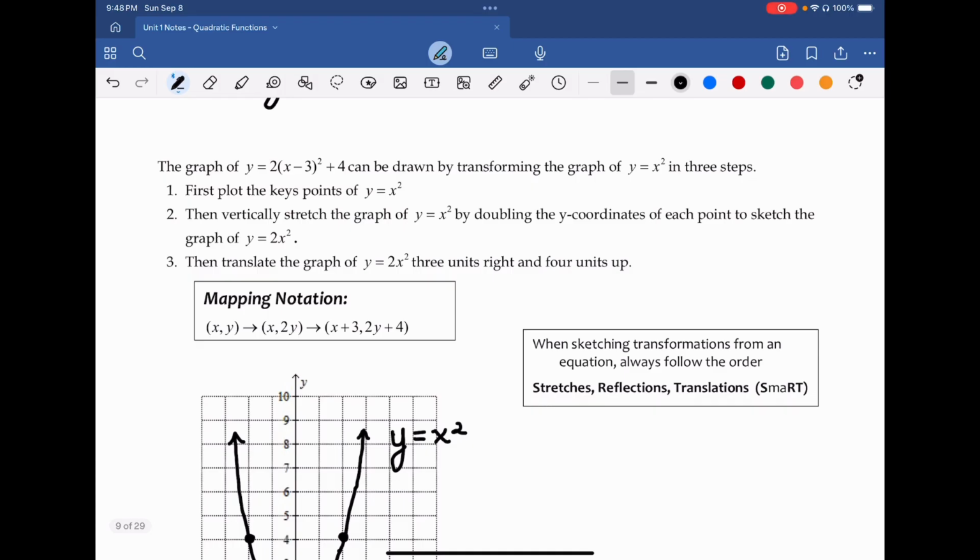Now what we're going to do is take that new function and break it apart in terms of the specific steps of which one comes first. We can actually see that off in the box here. We're going to go stretches, reflections, translations, in that specific order, or SRT. You could call it SMART, but SRT might be a shorter form for this.